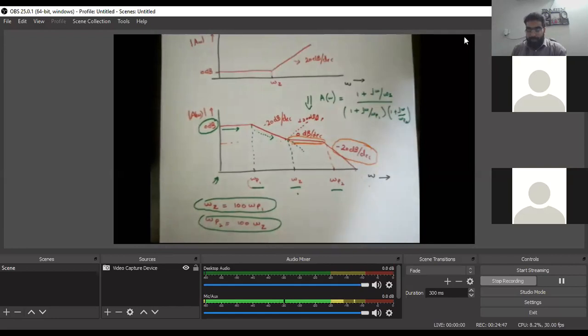Any question about the magnitude plot? I guess this is all we are going to cover for magnitude. Really?